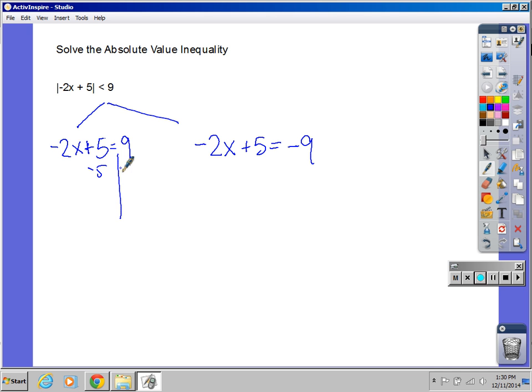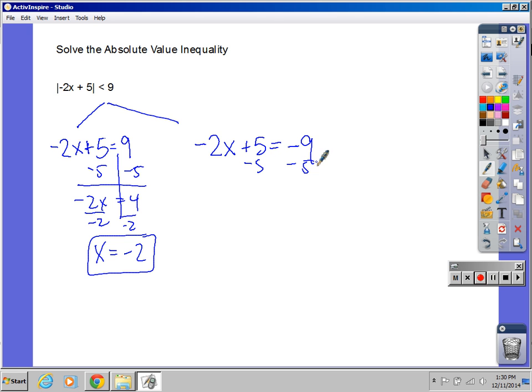So we'll subtract 5. We'll get negative 2x equals 4, and then we'll divide by negative 2. And we'll get x equals negative 2. Over here, same thing, subtract 5. So negative 2x equals negative 14. And then divide by negative 2. So x is going to equal 7.